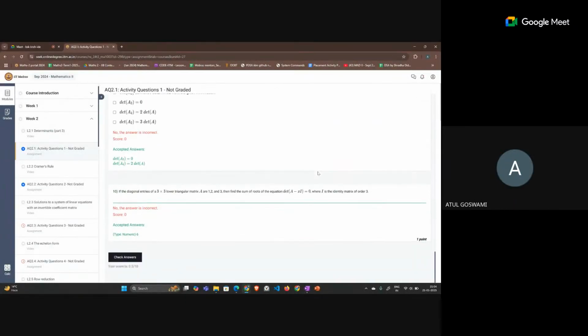Any other doubt in this activity? Sir, practice assignment, question 10. Okay, question 10. It says this is a 3 by 3 lower triangular matrix, and the roots of the equation determinant of A minus xI equals 0.